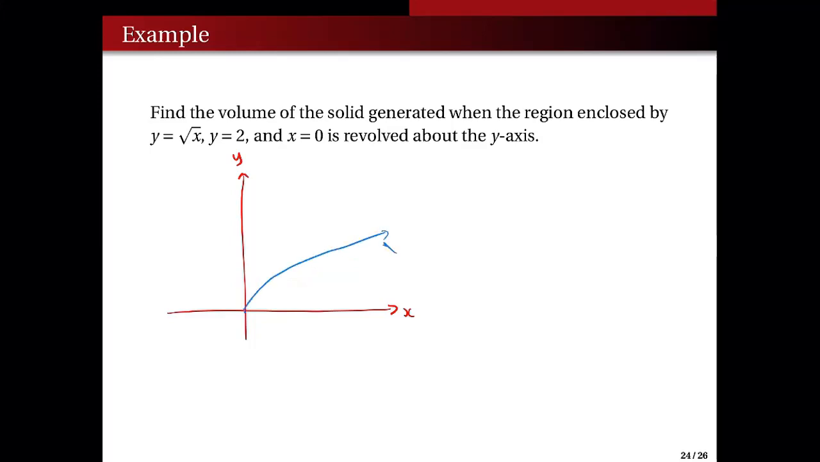This is your y equals square root of x. Y equals 2, let's say. This is your y equals 2. Okay, this is your 2. So the line will be something like this. And then your x equals 0, it's this guy. So this is your region. This is the region here.